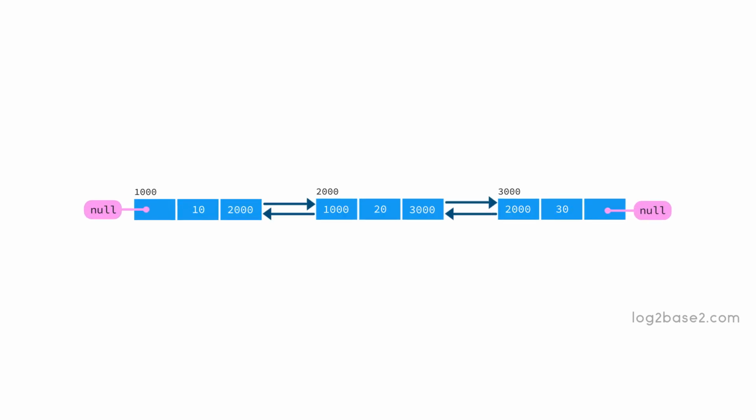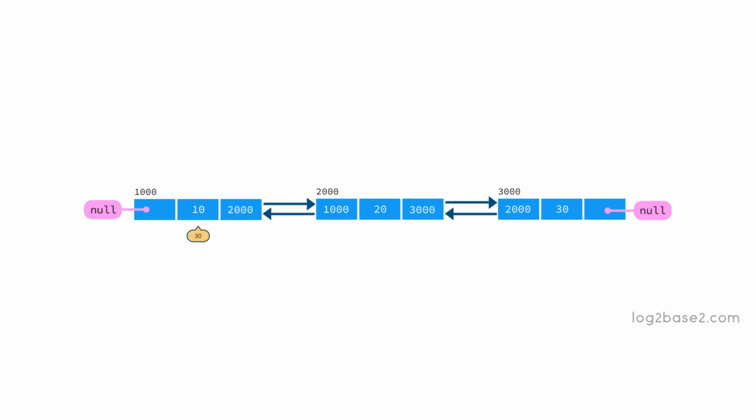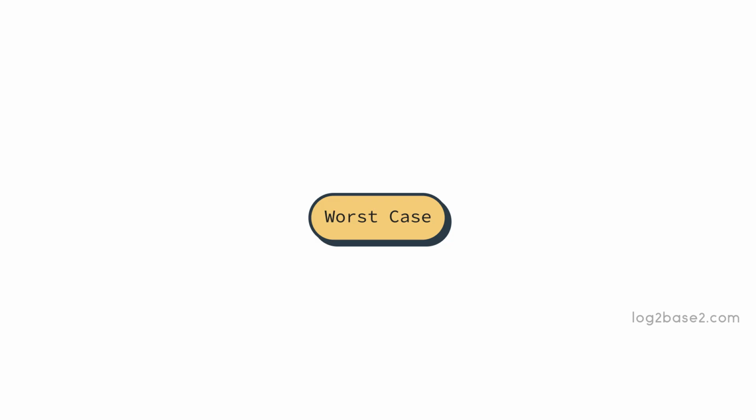Now let us talk about the time complexity. The best case is when the search key is present in the first node itself. So the while loop needs to execute only once, so the best case time complexity will be order of 1. And the worst case is when the search key is present in the last node. So if you have n nodes, the while loop will have n iterations, so the worst case time complexity is order of n.